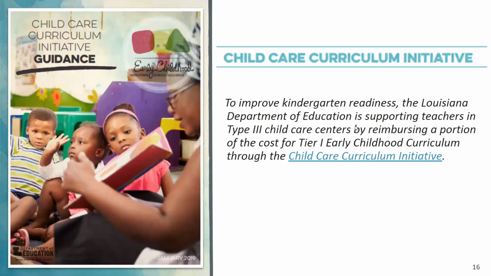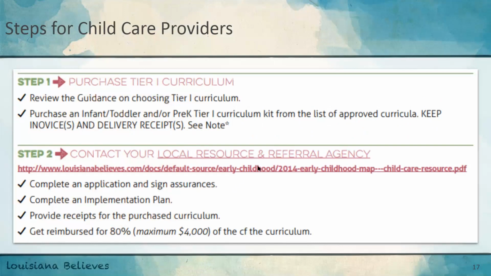So just a reminder that we are still having that Child Care Curriculum Initiative, and to access it, you can click on the link or go to the Louisiana Believes website. Through this system, the department reimburses 80% of the purchase of choosing a Tier 1 curriculum. So our steps for child care providers would be: first, purchase the Tier 1 curriculum. They can look through and review the Tier 1 curriculum reviews that are found on the website. And they can purchase an infant, toddler, pre-K, pre-K3 curriculum kit from the list of approved vendors.